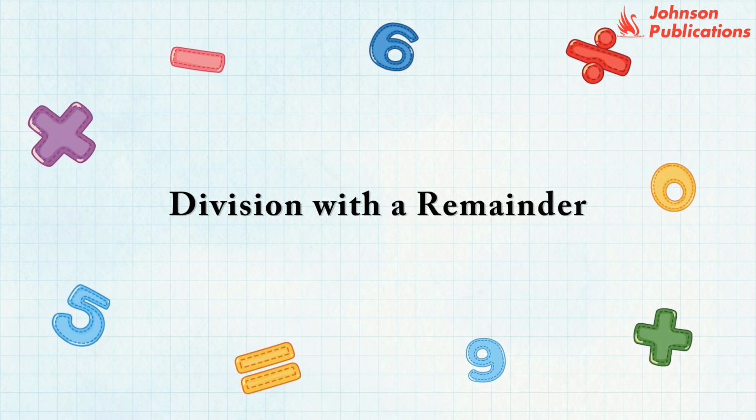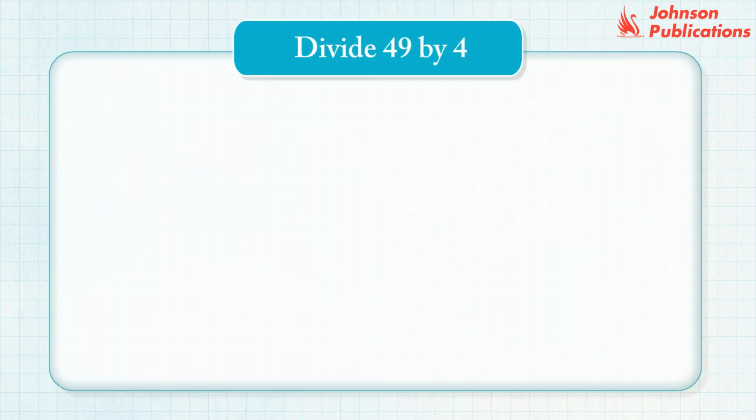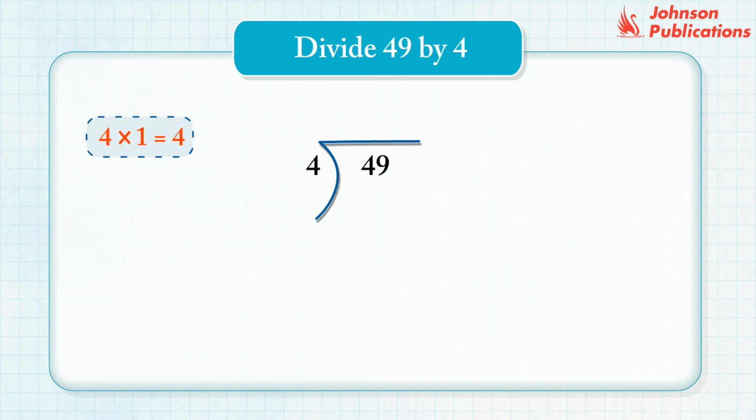Let us see an example of division with remainder. Divide 49 by 4. Write the dividend and the divisor as shown here. Step 1. Divide the tens digit of the dividend by the divisor, 4. Recall the multiplication table of 4 until you reach a number equal to or just less than the tens digit. 4 multiplied by 1 is equal to 4.